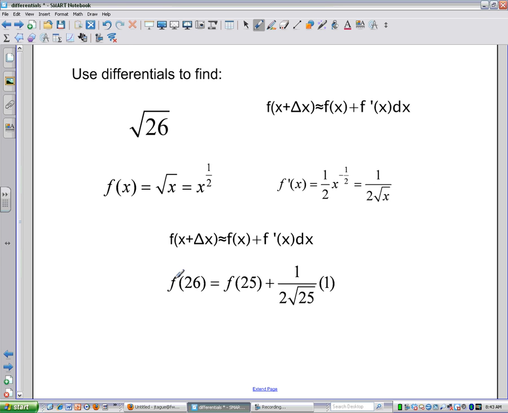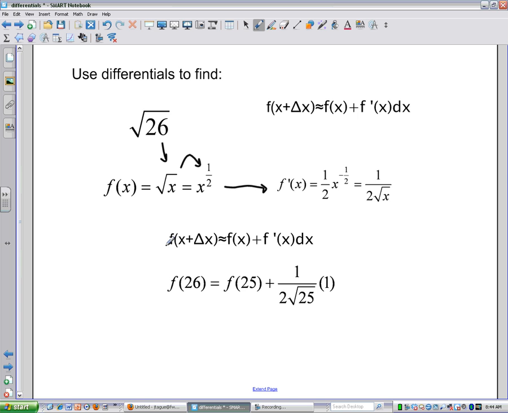So if I want to use differentials to find the square root of 26, now I know you're thinking, I would just put that in my calculator, and yes, you would, but for the sake of argument, we're going to do it this way. We're going to use the fact that f of x plus delta x is approximately equal to f of x plus f prime of x times dx. The function we're using is the square root of x, which is x to the 1/2. And the derivative of x to the 1/2 is 1/2 x to the negative 1/2, or 1 over 2 root x. Whichever way you like, we'll use root x because that's what I wrote there already.